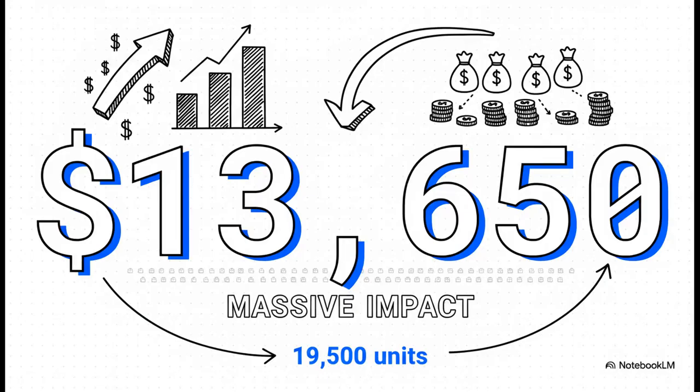And these variances, they add up fast. In one of our source examples, a company achieved a staggering $13,650 favorable sales price variance, almost 14 grand, just by charging a slightly different price than expected and multiplying that across 19,500 units. That money drops directly to the bottom line, totally independent of the sales volume.